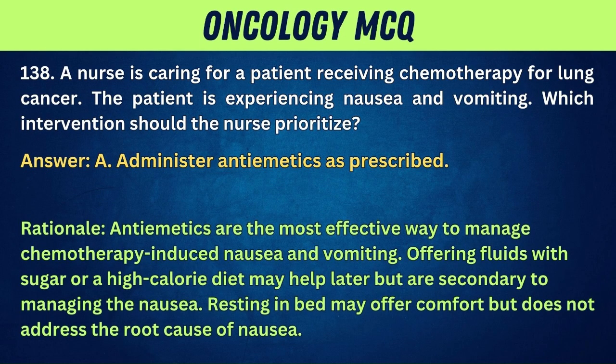Answer: A. Administer antiemetics as prescribed. Rationale: antiemetics are the most effective way to manage chemotherapy-induced nausea and vomiting. Offering fluids with sugar or a high-calorie diet may help later, but are secondary to managing the nausea. Resting in bed may offer comfort, but does not address the root cause of nausea.